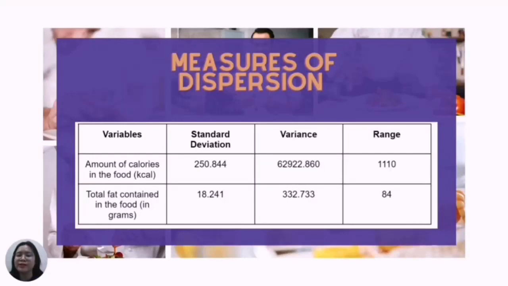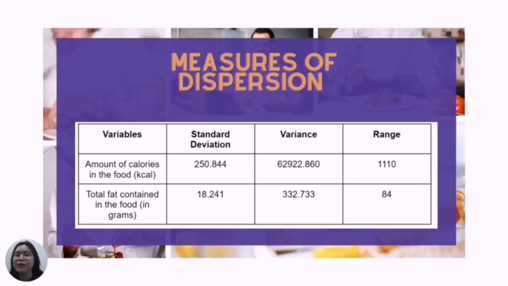Next, let's discuss the concepts of measure of dispersion. A measure of dispersion indicates the scattering of data. It explains the difference in data, providing a precise picture of distributions. Furthermore, this table shows that the standard deviation for the amount of calories in food is 250.844, whereas for the total fat contained in the food is 18.241. We can see that the standard deviation of the amount of calories in the food is higher compared to the total fat contained in the food.